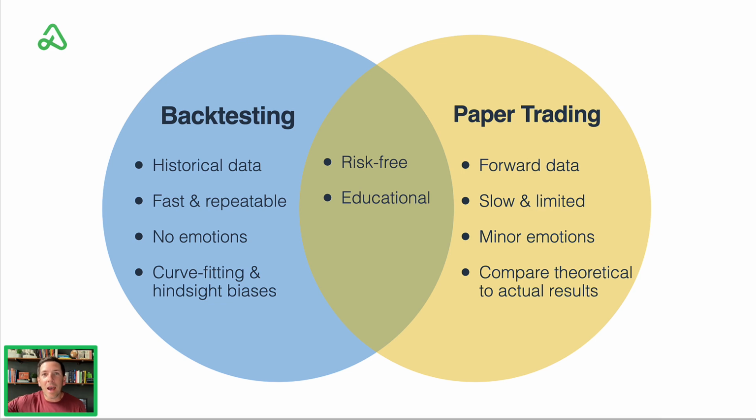It means that we don't have the next 10 years. I wish we had the next 10 years of price data on the market, but we don't. We just have every day that comes along. And that does mean that it's very slow and limited. And so one of the biggest downsides to paper trading is that it's slow and limited.